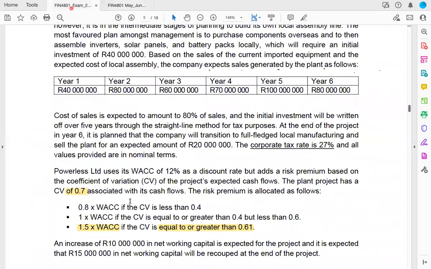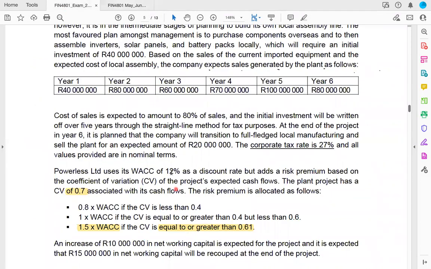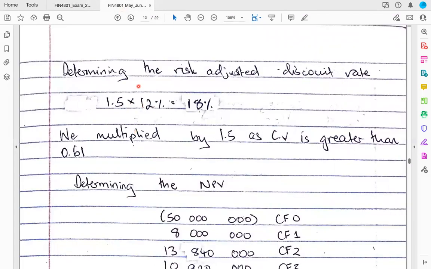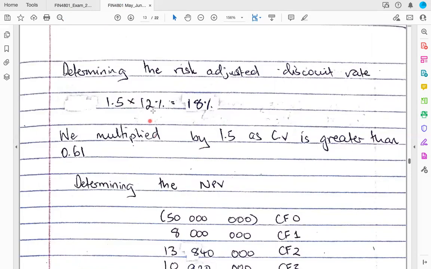The way this question was worded can be a bit confusing. It might be possible to assume that we say 12% plus 18% as the risk premium, but I've seen an assignment memo with this particular question, or a similar type of question, not the same. And the way we had to account for the risk-adjusted discount rate and the risk premium is simply to take 1.5 times our WACC, which is 12, giving us 18%. So the appropriate discount rate to use in this question, given the risk of the project, is 18%.